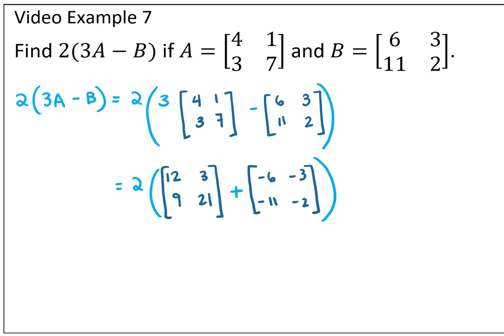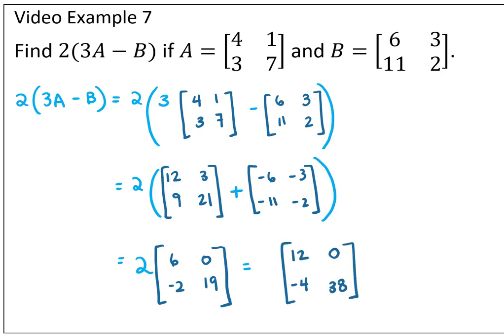Now technically the distributive property says we could multiply the 2 by each of them, but I find it easier to add the matrices first. Notice that I don't need the parentheses anymore because I only have one matrix, so you can just put the 2 outside the matrix as a scalar multiple. And then multiplying all those pieces out, that's my end result of a matrix.